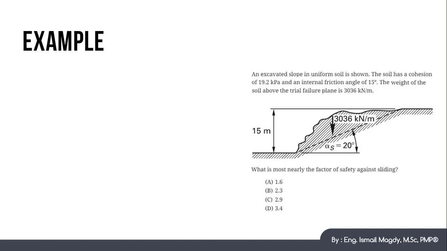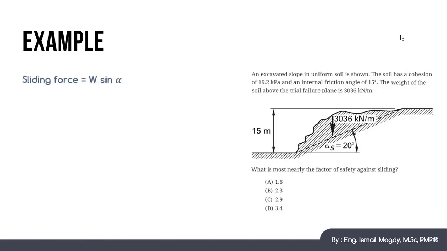So let's check this example. We have this slope here with an angle of 20 degrees, a height of 15 meters, and the weight of the soil above is 3036 kilonewton per meter. The cohesion of the soil is 19.2 kilopascal, and the internal angle of friction is 15 degrees. We want to calculate the factor of safety against sliding.